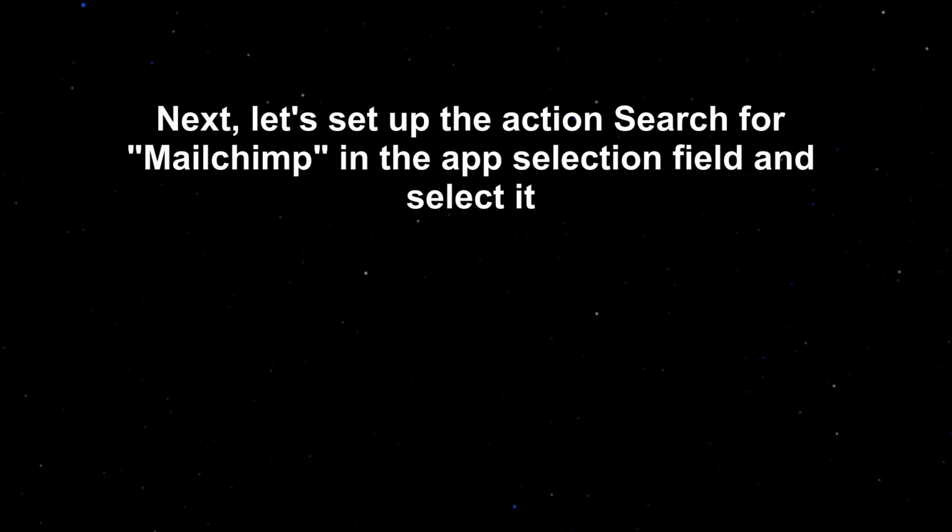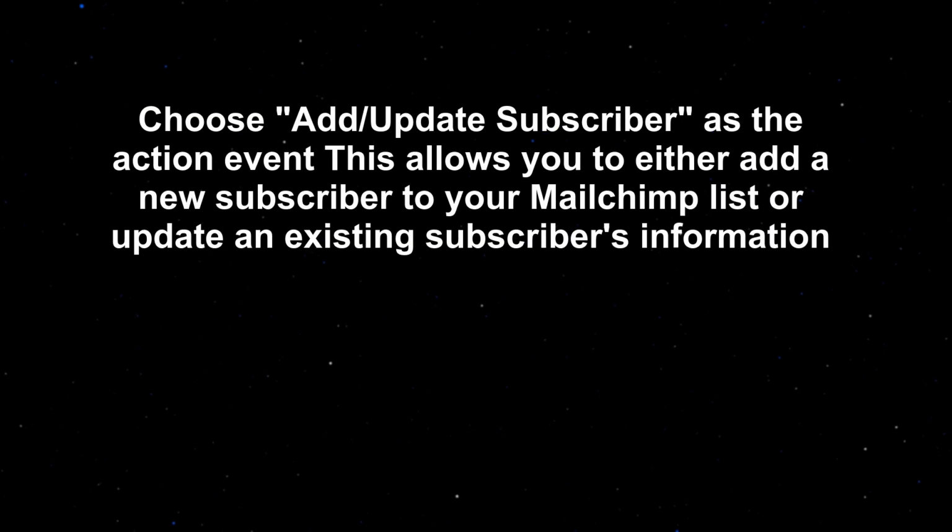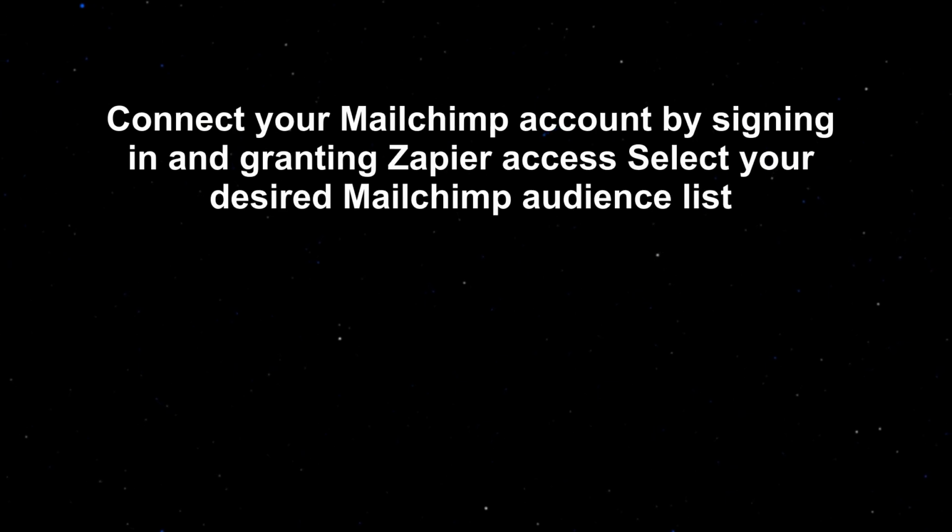Search for Mailchimp in the Add Selection field and select it. Choose Add Update Subscriber as the action event. This allows you to either add a new subscriber to your Mailchimp list or update an existing subscriber's information. Connect your Mailchimp account by signing in and granting Zapier access. Select your desired Mailchimp audience list.